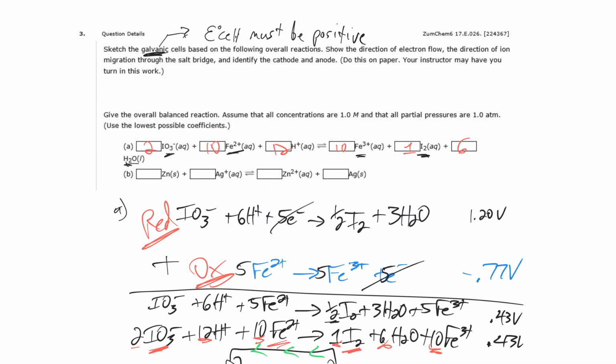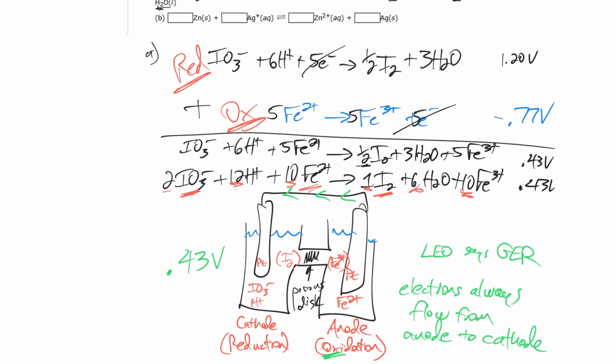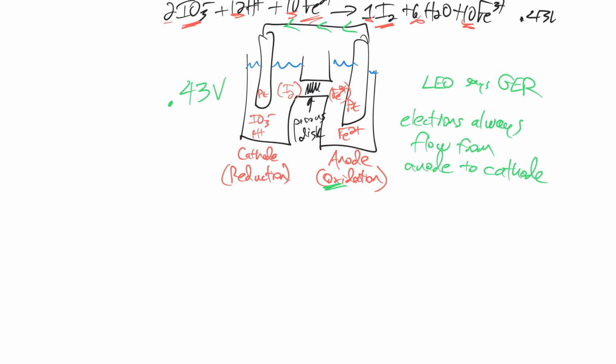Okay. Problem B. They're giving us some clues as to which half reactions we're dealing with. Zinc neutral becoming zinc 2+. Silver ion becoming neutral silver. Okay, checking out a table of standard reduction potentials, we see these two half reactions written.